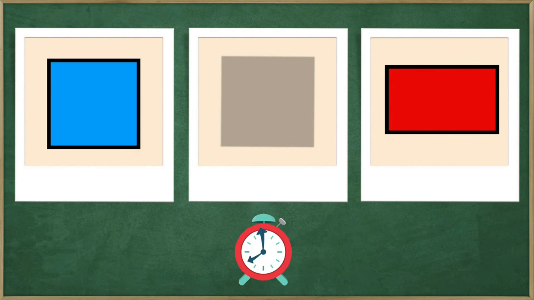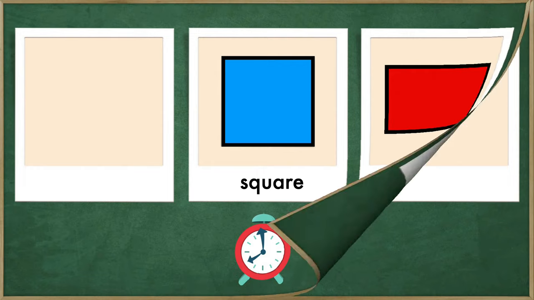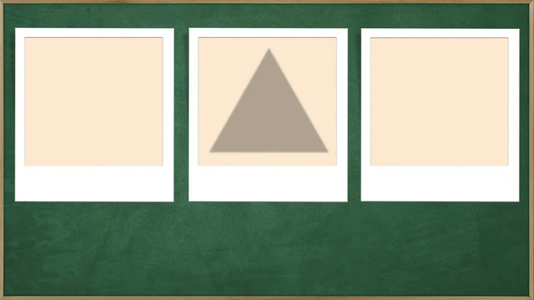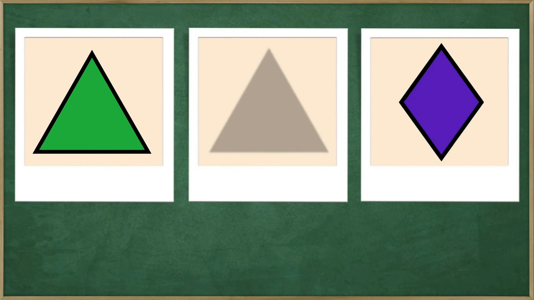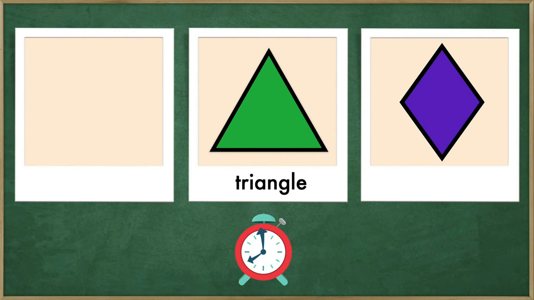Time is up, kids. Do you have your answer? The right answer is this one. What shape is this? It's a square. Square. What shape is this? Is it this one or this one? Go think. Time is up. The right answer is this one. This is a triangle.